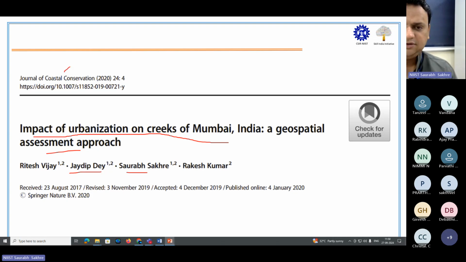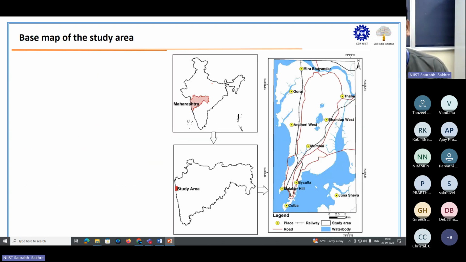So what we have tried to establish here is that you can see the base map of the study area. This is Maharashtra, and this particular Mumbai region is the study area. This is Thane Creek, this is Malad Creek, and this is Manori Creek. What's happening here is that there is a lot of development on the edges of the creek, and because of this development, they are discharging sewage into it.